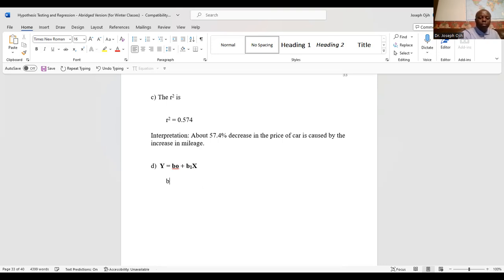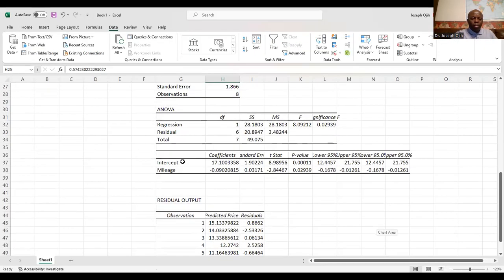B0 equal, then find our B1 equal. Put them in, and then we can write the equation again. So from here, we can find that our B0 is this here. See where they are located under the coefficients.